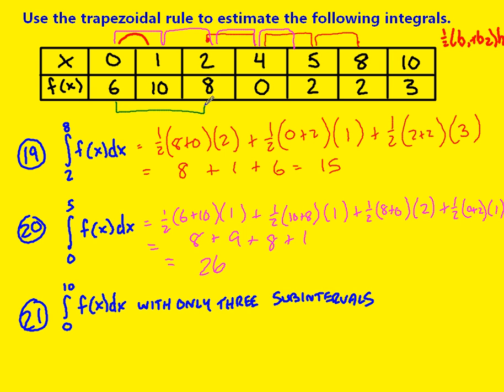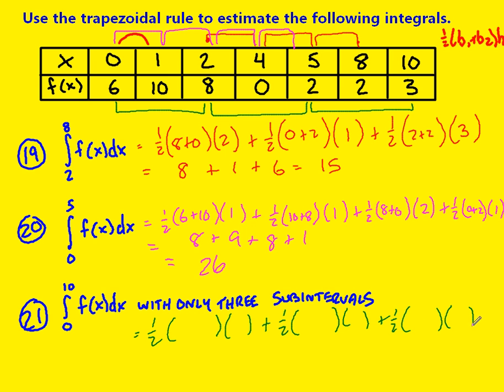So I'm going to break it down into 3 groups instead of all 6. So again, I'm going to have the 1/2 sum of the bases times the height, 3 different times this time. And let's look. For the first interval, my height, 0 to 2, will be 2. My bases are the outside guys, 6 plus 8. For the next one, my bases are 8 and 2 for the outside guys. And from 2 to 5, that height interval is 3. And the last one, from 5 to 10, so that's a height of 5. My bases are 2 and 3.